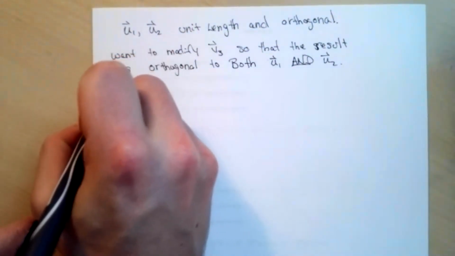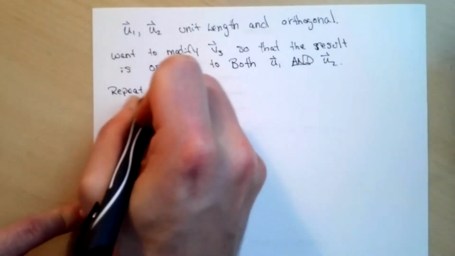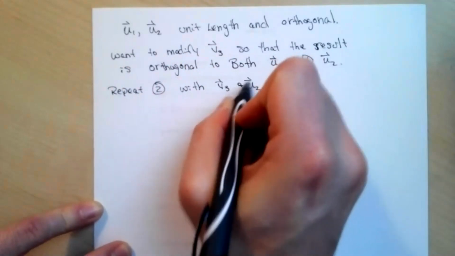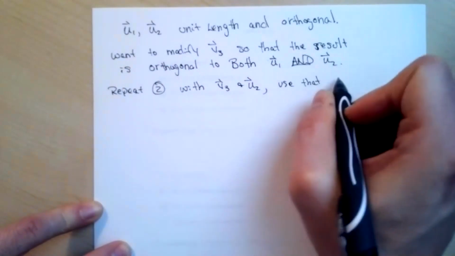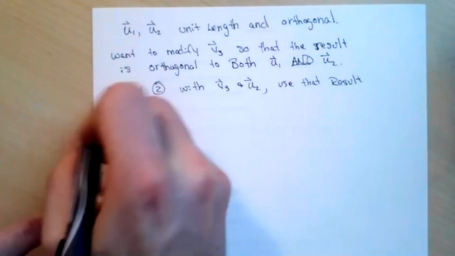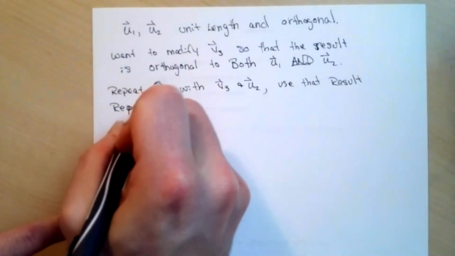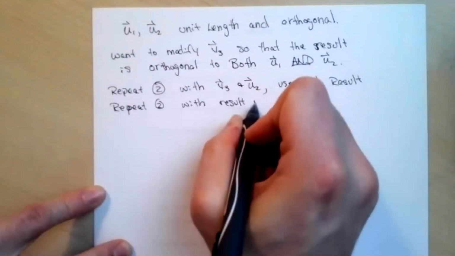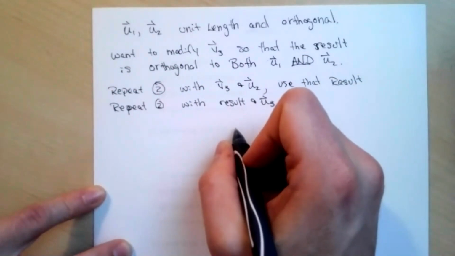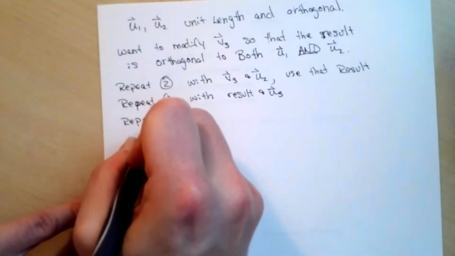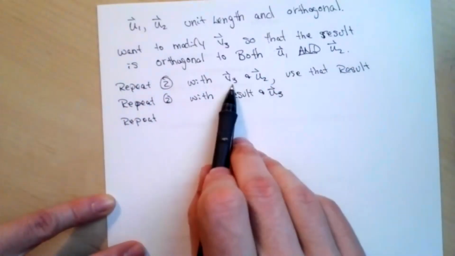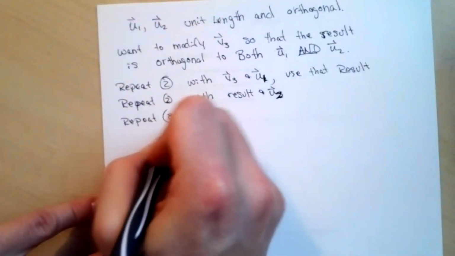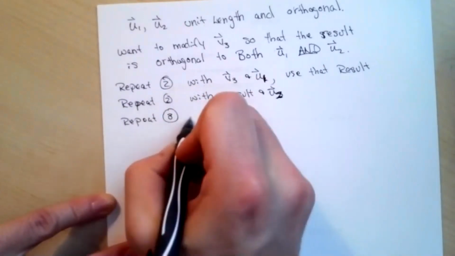So what we're going to do is repeat step 2 with V3 and U1, then use that result, again repeating step 2 again with the result and U2, and then finally, since the result of that will now be orthogonal to both U1 and U2, we're going to repeat step 3 and normalize it. Sorry, I said U3 earlier, but this one should be U1 and this one should be U2.